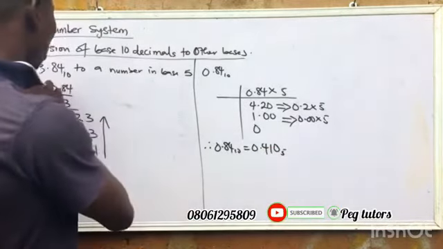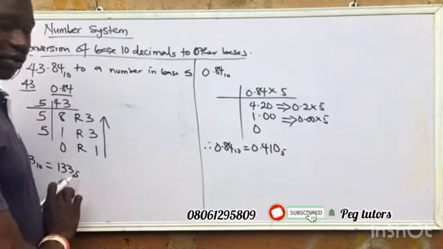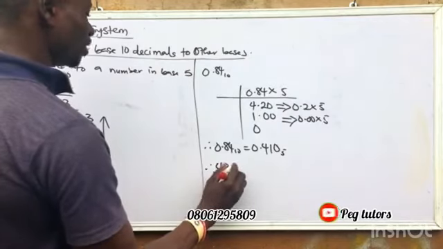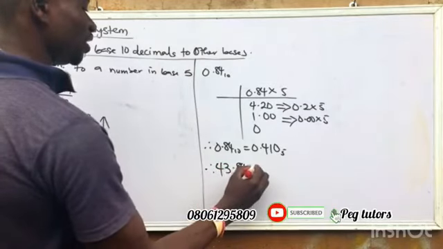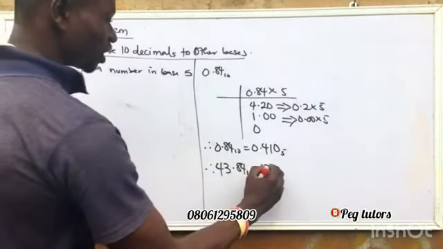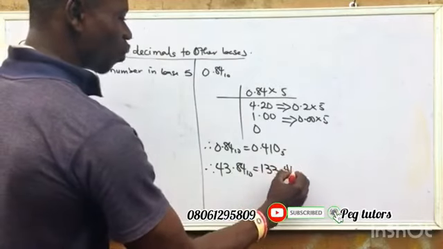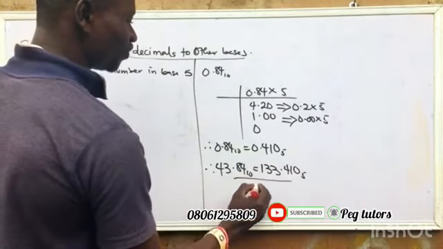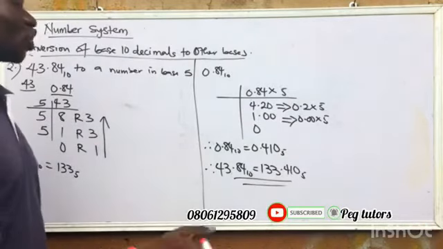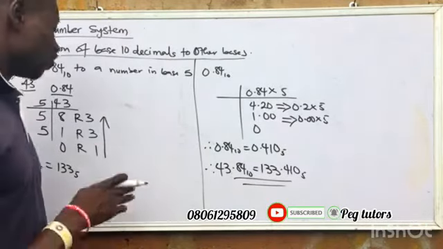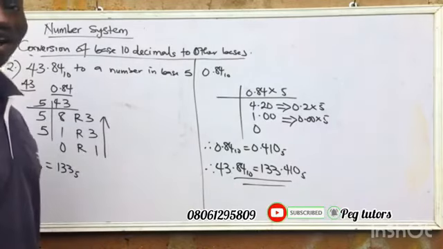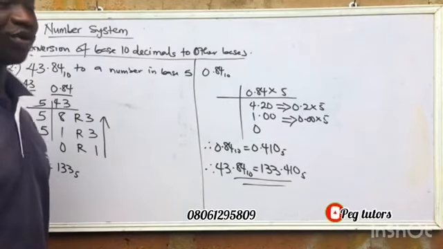You go back and link the whole number part and the decimal part together. So we have, therefore, 43.84 base 10 will be equal to, what do you have here before? 133. So that gives us 133.410 base 5. This becomes our answer. Now I believe you can use the same method to convert any value from base 10 decimal to any other base. I believe you got this well.